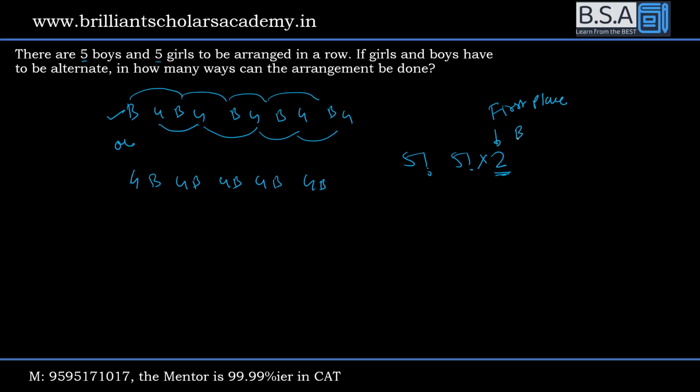First place is either a boy or a girl, so you have put 2 here. So what is 5 factorial? 120. What is 5 factorial? 120 into 2. 120 squared is 144. 144 double is 28800. That's your answer.